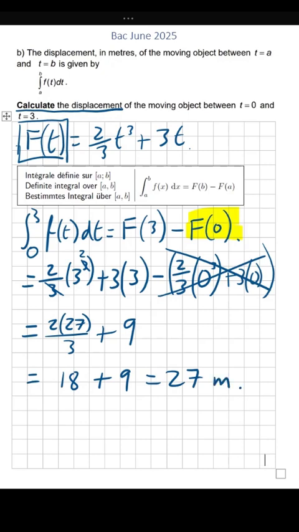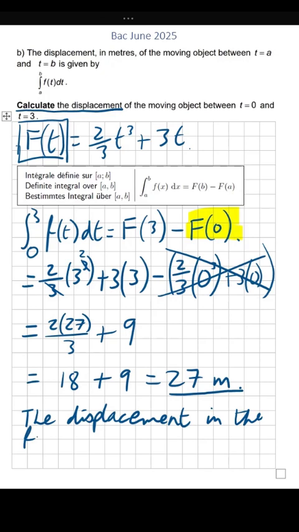Okay. So, and if I really want to go gold star answer on this question, I'm going to go the displacement. Now, to be honest with you, I'd have probably given you full marks already if you'd have put in your 27 meters. If you hadn't have put in your meters, if there was no meters there, I'd probably take a wee mark off you all the same. The displacement in the first 3 seconds, this is really, like I said, just to make sure that you show the examiner that you know exactly what's going on in this question, right? The displacement in the first 3 seconds from t is equal to 0 to t is equal to 3 is 27 meters.